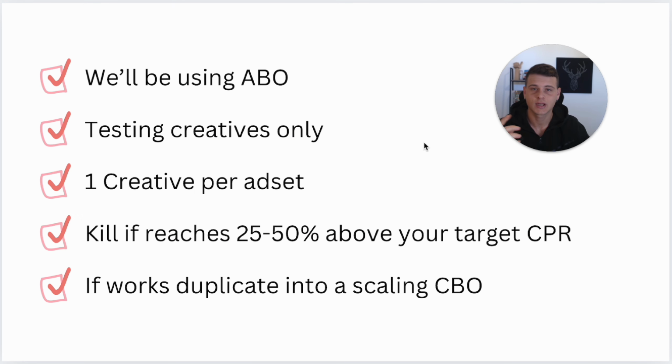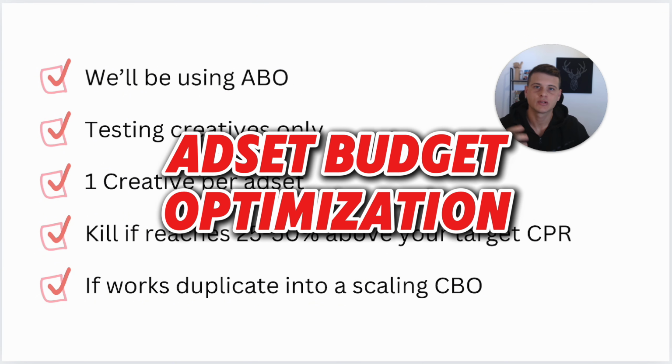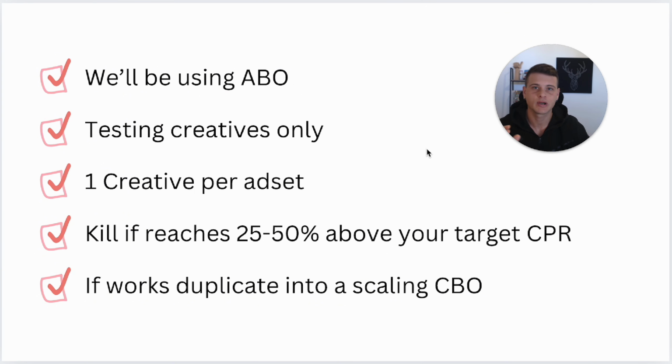So first we'll be using an ABO campaign simply because ABOs work better for testing. For those that are not familiar with ABOs, it's essentially ad set budget optimization. So we will be controlling the budget on the ad set level.